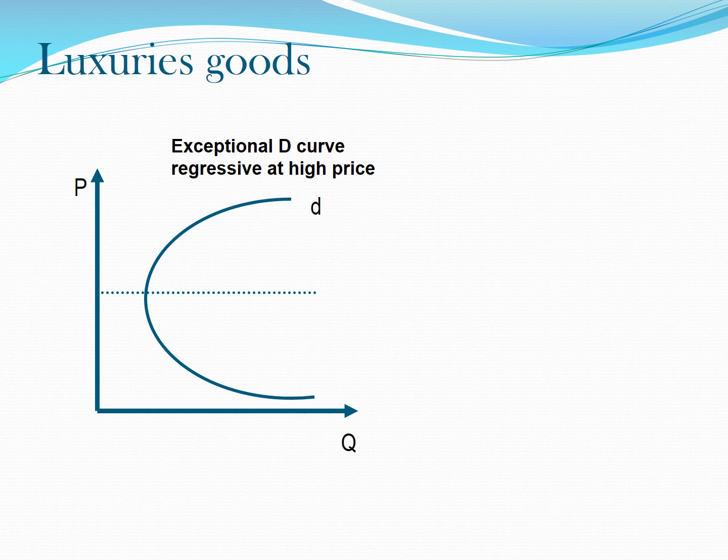Let's look at luxury goods. The diagram from here to here is a normal demand curve, a negative relationship between P and Q. However, after a certain stage, at a certain price, if the price is above this level, the more expensive the product is, the more people demand it. So this one is for luxury good.